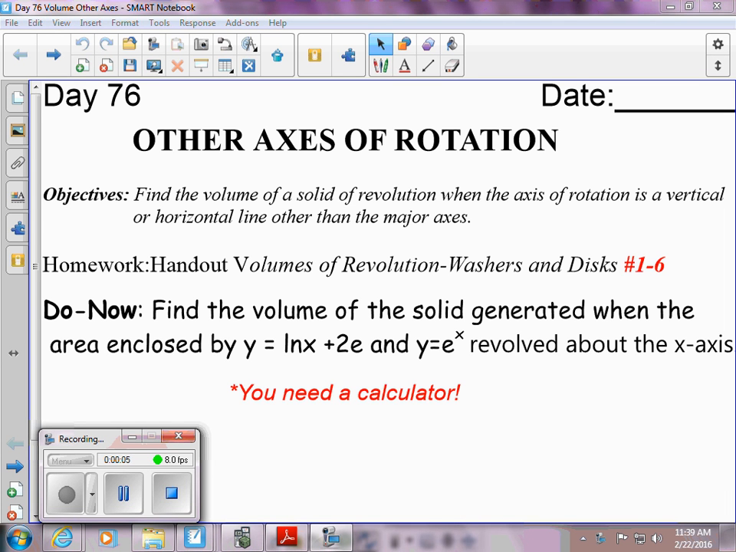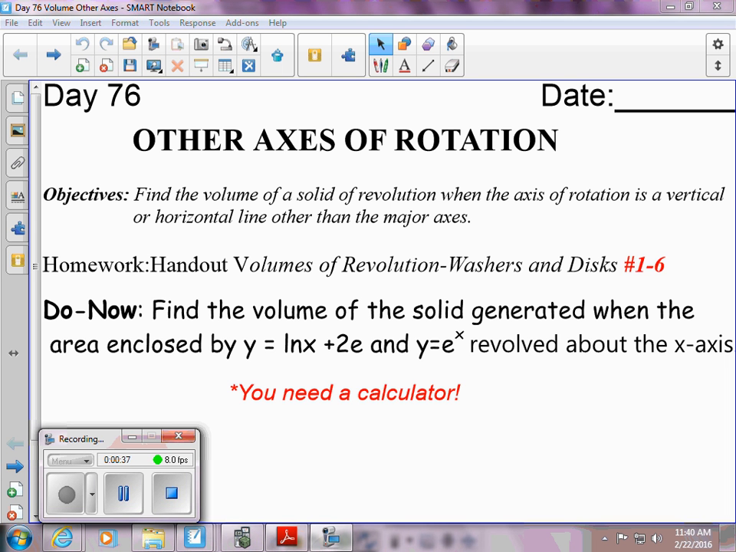22nd. Okay, so we're going to get back to finding volumes. Before the break, we were doing the washer method. And for this little do now here, you have to use the calculator. If anyone needs to borrow a calculator, I have two right up here. I want you to graph both of them so you can see the enclosed region, and we're going to revolve that region about the x-axis to create a solid of revolution.